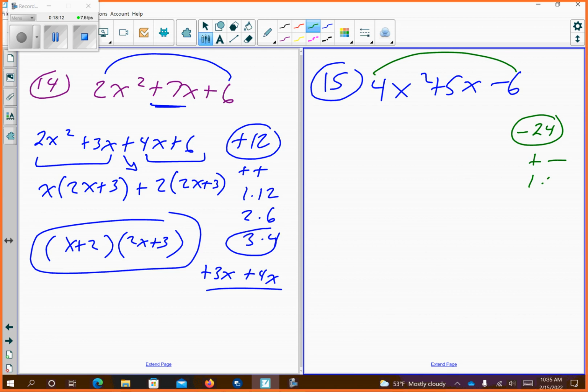So I know that 1 times 24 gives me 24, 2 times 12 gives me 24, 3 times 8, and I also know that 4 times 6. All those multiplied together give me 24. Which of those, one being positive, one being negative, gives me an answer of 3 and 8? Very good. Okay, so it's going to be a positive 8x and a negative 3x. These are going to replace this. Whatever order you want, just make sure the signs come with it.